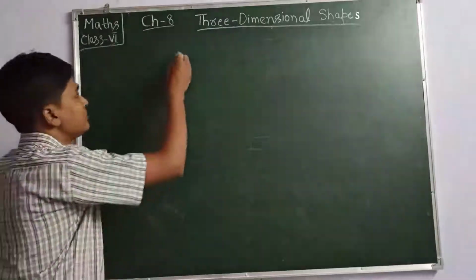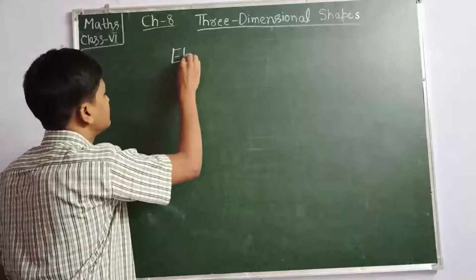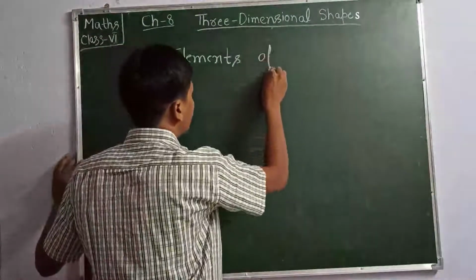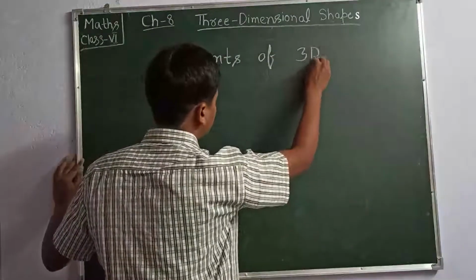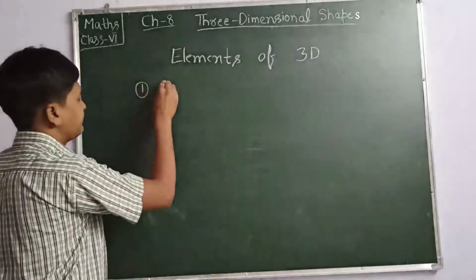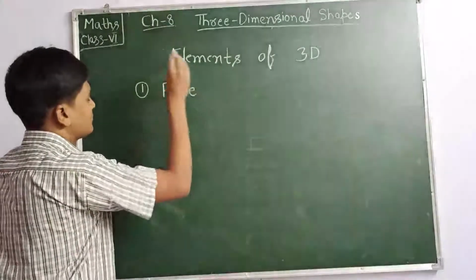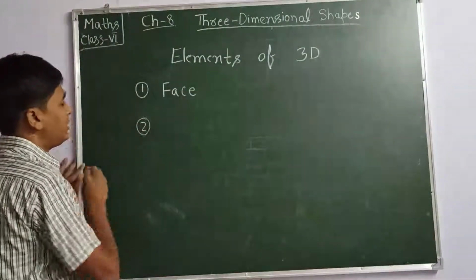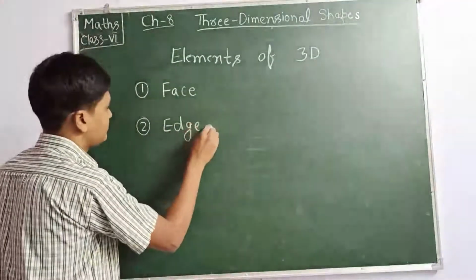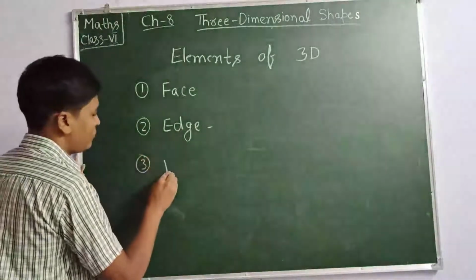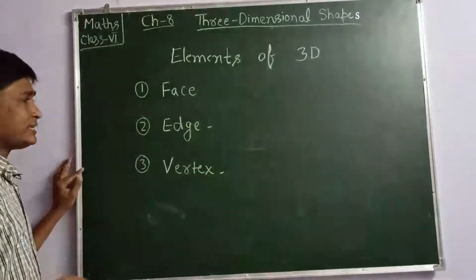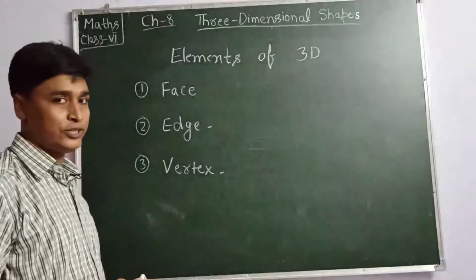Now let's talk about elements of 3-dimension, 3D shapes. Generally you have to read three elements: face, edge, and number 3 is vertex. What is face? What is edge? And what is vertex?